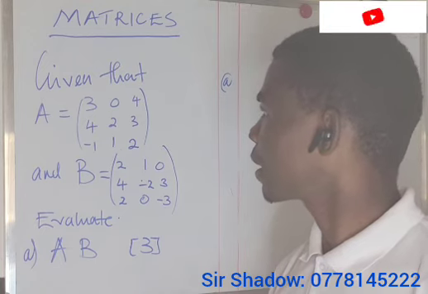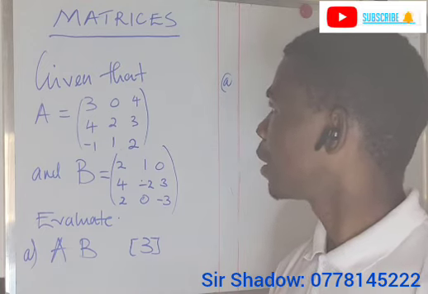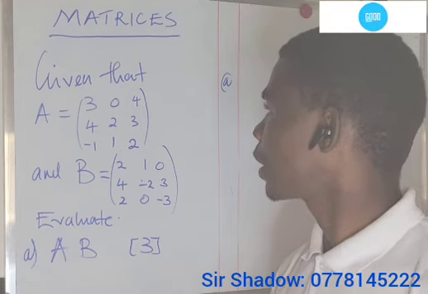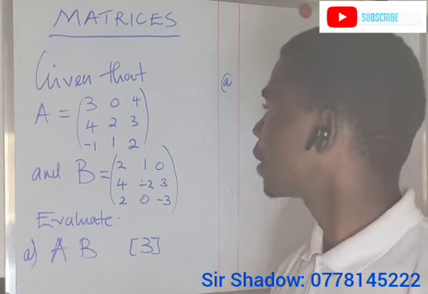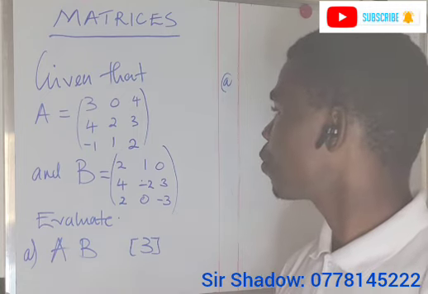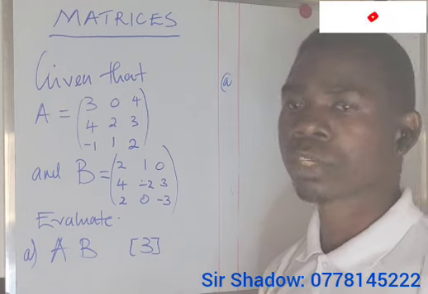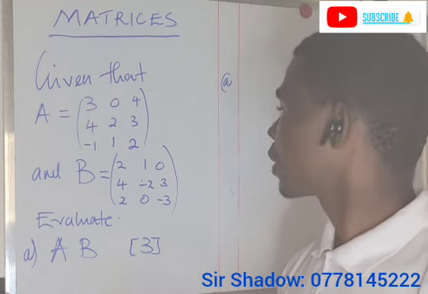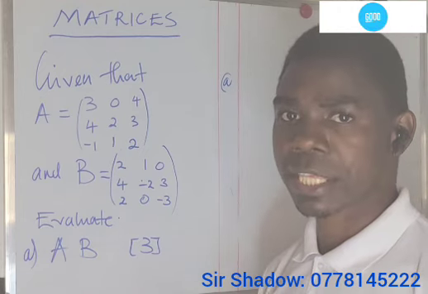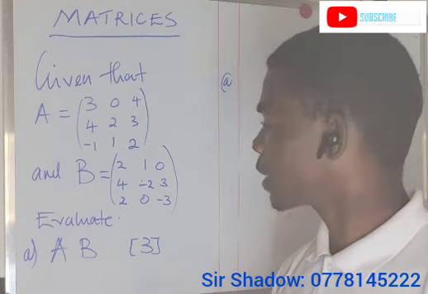We are given that A is equal to 3, 0, 4. Then the second row is 4, 2, 3. Then the third row is negative 1, 1, 2. And you are given the matrix B as 2, 1, 0 from the first row, and 4, negative 2, 3 from the second row, and the third row is 2, 0, minus 3. And we are asked to evaluate AB.